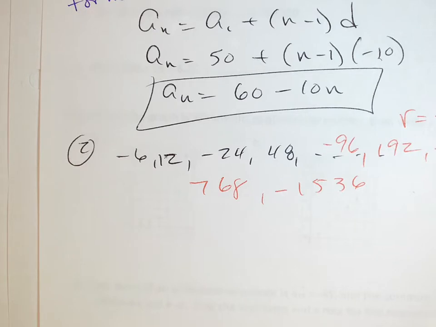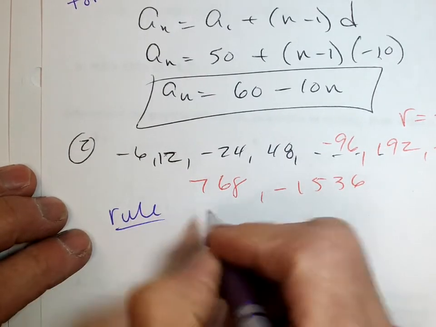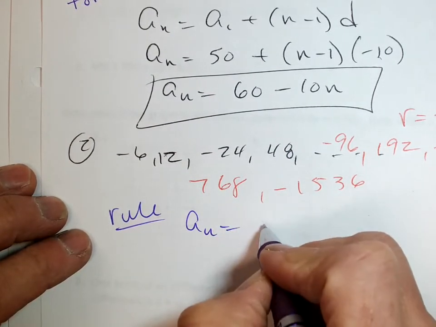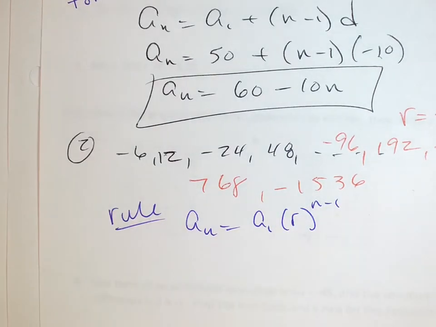Now the rule is easy too. Honest, the rule is easy. Because if we're multiplying by negative 2, it is geometric, right? So there's your formula right there. We just keep n as a variable. To make a rule, I'm going to go a of n equals a1 times r to the n minus 1 power.